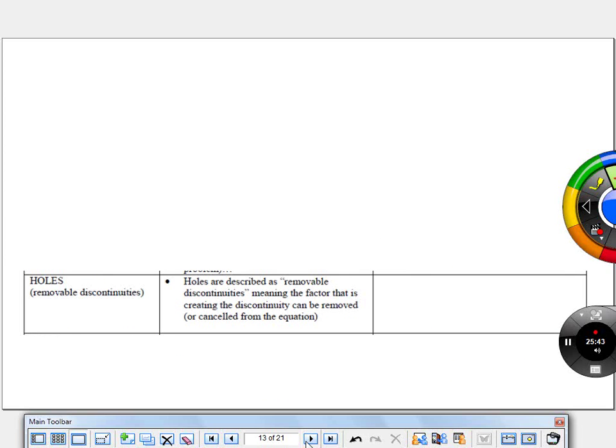All right, holes. Okay? So sometimes your graphs are going to have holes in them. Seems really super weird, okay? They call these removable discontinuities, and here's why. Let's say that someone put this equation in front of you.